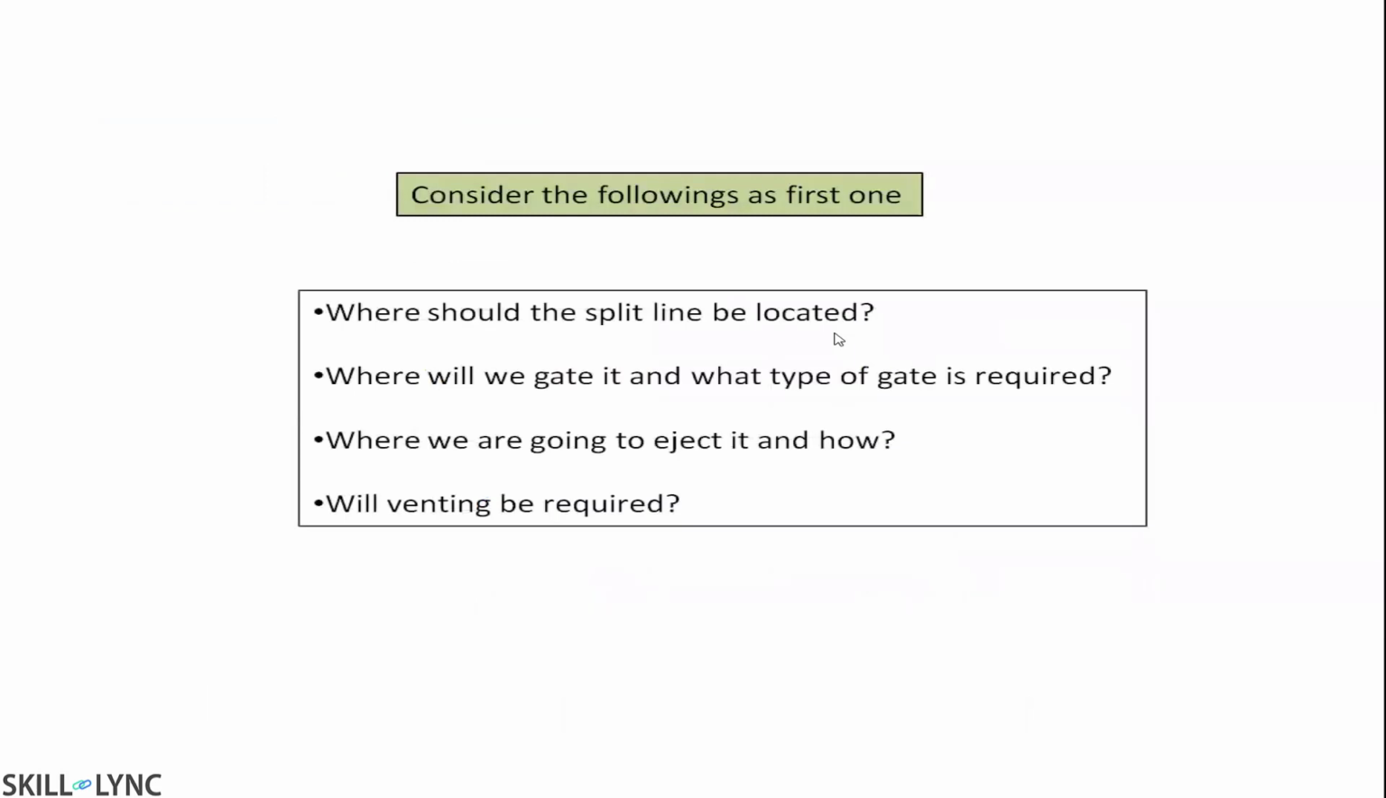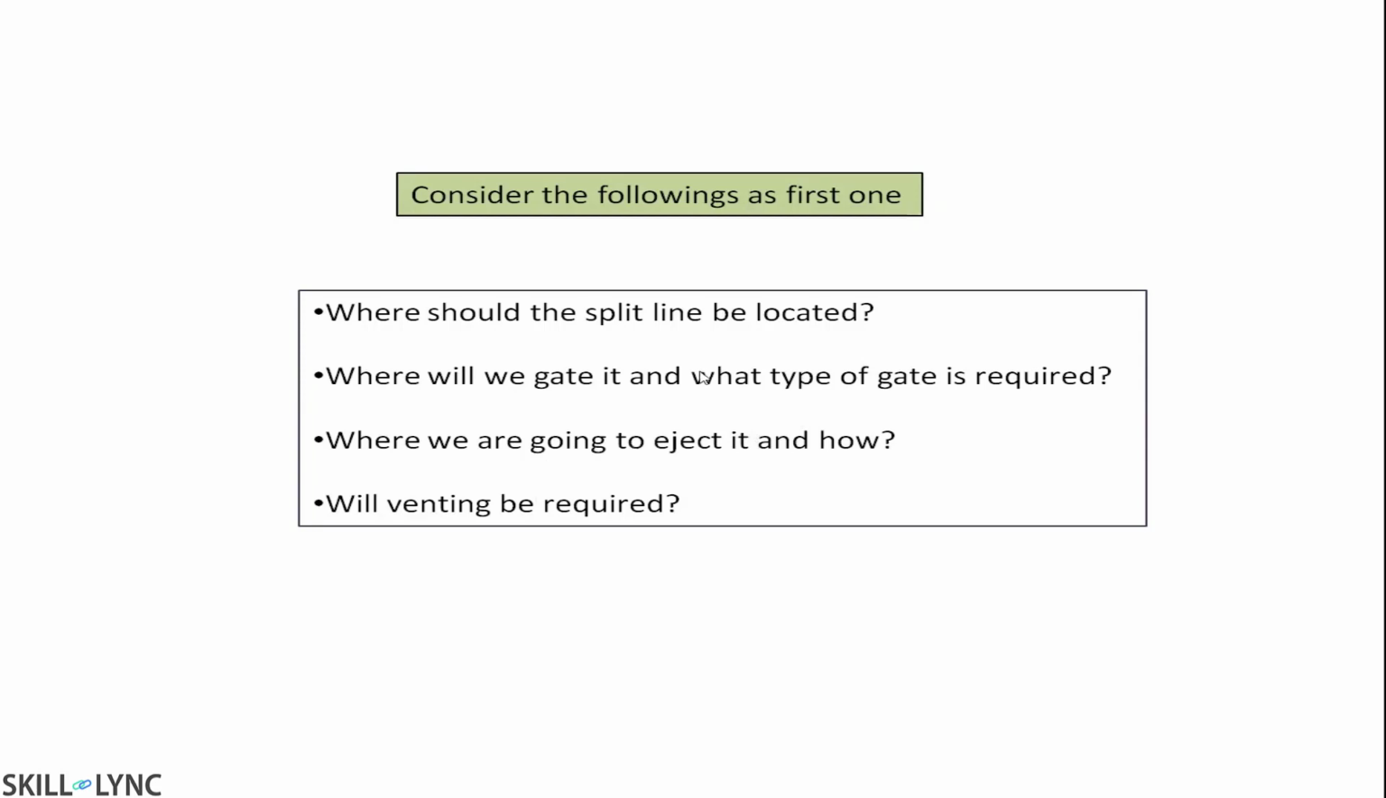And what are the things we need to look into before designing? Where the split line will be located. Split line, I already told you what a split line is: where the core and cavity are separated is called a split line. Where the slider is touching, there also the split line will be. And where we need to gate it, what type of gate is required, how we are going to eject it, that means what kind of ejection we are using, whether it is a stripper plate or a straight pin, and how the venting will be required.